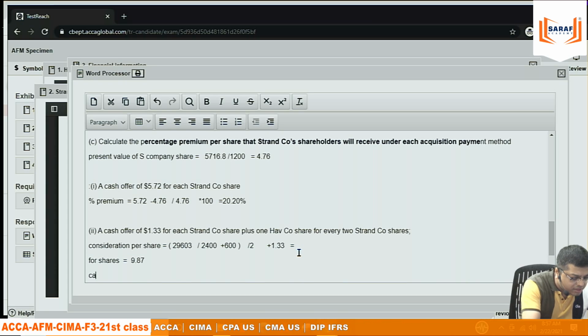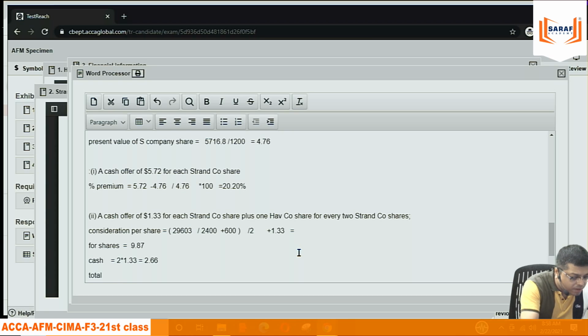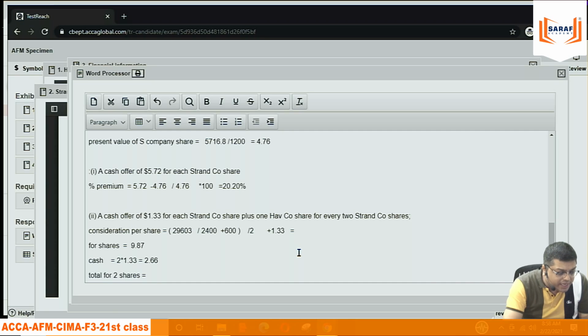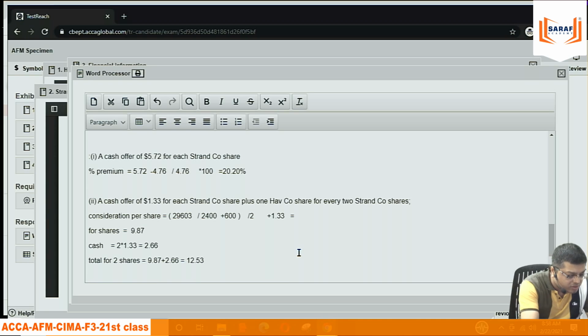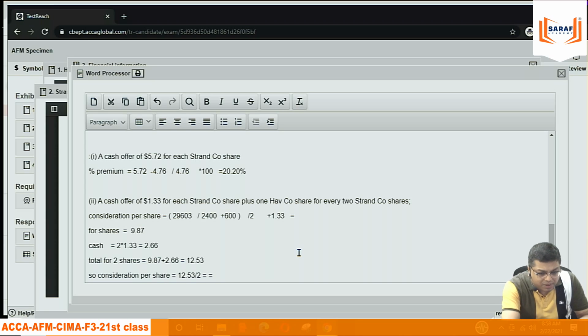9.87, cash 2 into 1.33, which is 2.66. So total for 2 shares 9.87 plus 2.66, which is 12.52, 12.53. So consideration per share 12.53 by 2, because एक शेयर के बदले हमें क्या मिला?